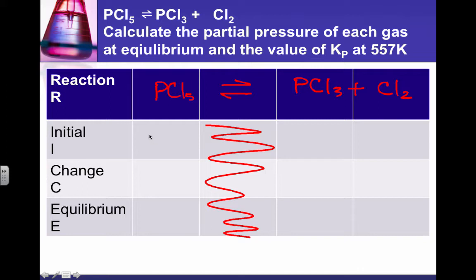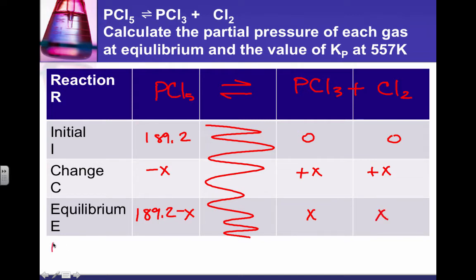So initially I started with 189.2 torr and 0 products. But what I know is that some of my phosphorus pentachloride was lost in order to form an equal molar amount of phosphorus trichloride and the same number of moles of chlorine, because my stoichiometry is 1:1. So now let's put in our equilibrium values by adding initial plus change. 189.2 minus X is the equilibrium for phosphorus pentachloride. Phosphorus trichloride is just X, and chlorine is X.